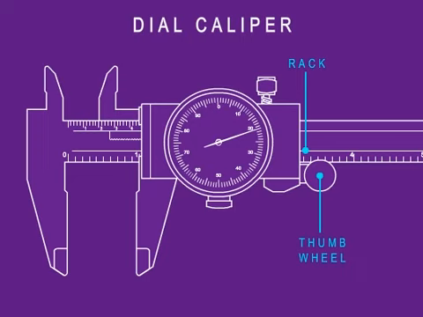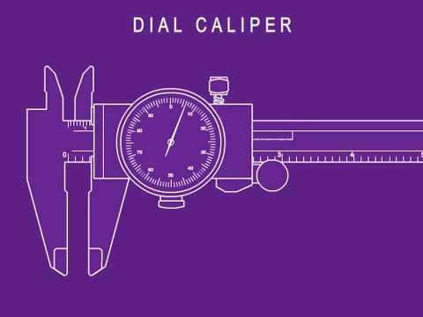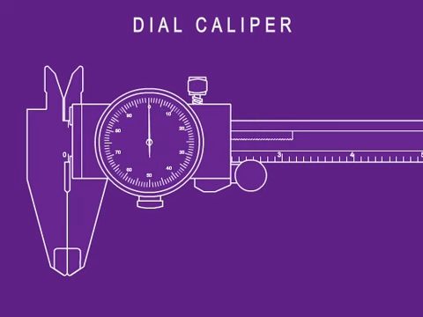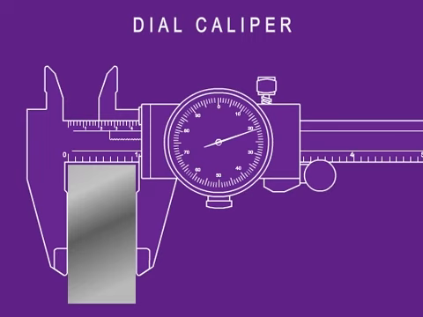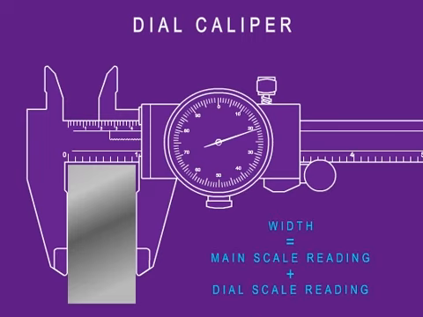To set 0, you have to loosen the bezel lock screw and rotate the bezel so the 0 mark on the face is aligned with the pointer. Then retighten the screw. Then the object is held between the jaws and locked. Adding the main scale reading and the dial scale reading gives the measurement value. Note that the slide lock thumb wheel can be used to hold the slider in place in order to move the caliper and hold the measurement value.